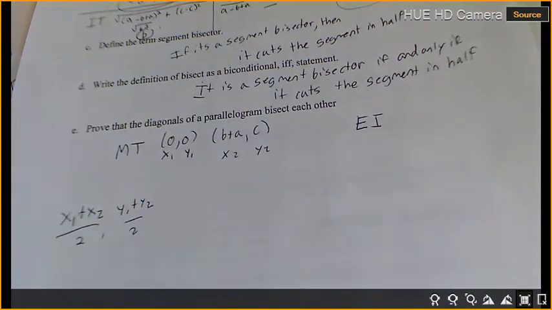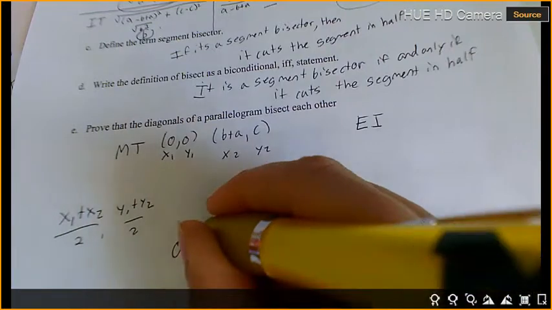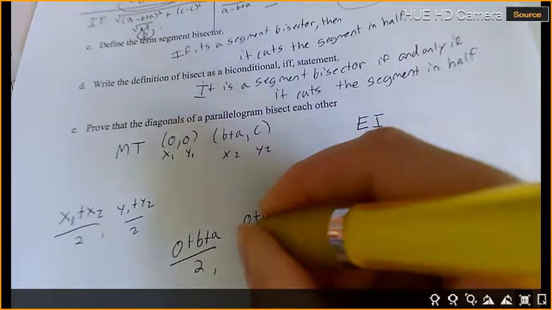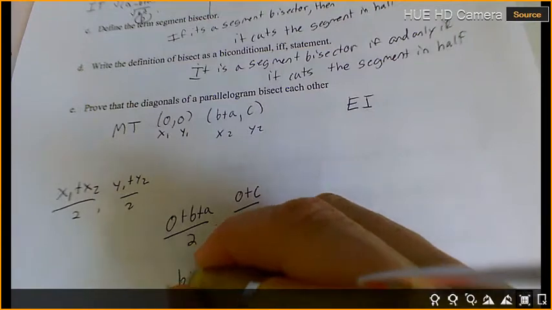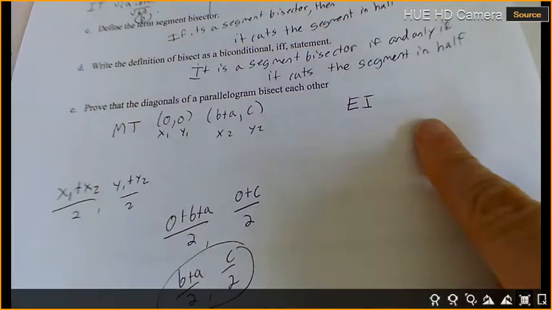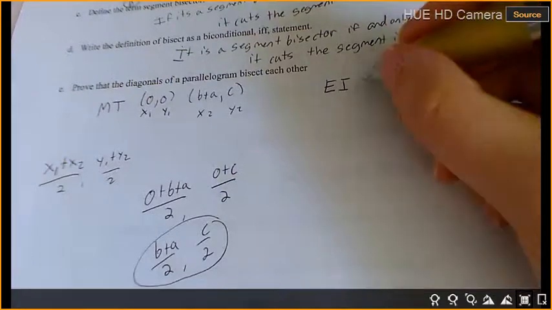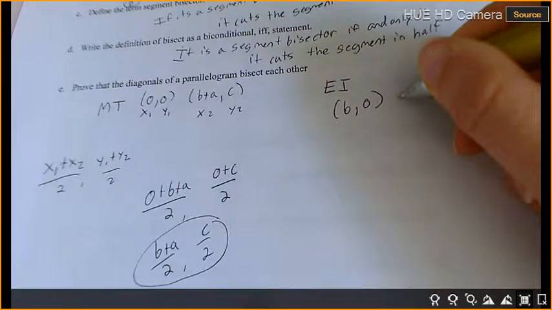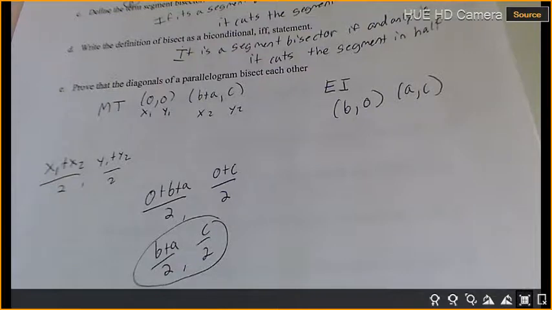How are we feeling about that? Okay, so X is 0 plus B plus A divided by 2, and 0 plus C divided by 2. So you just get B plus A over 2, comma, C over 2. We want I to E's midpoint to be the same thing. So why don't you guys try it on your own for just a second. I to E is B comma 0, and I is A comma C. See if you can use that to do the midpoint formula right now.